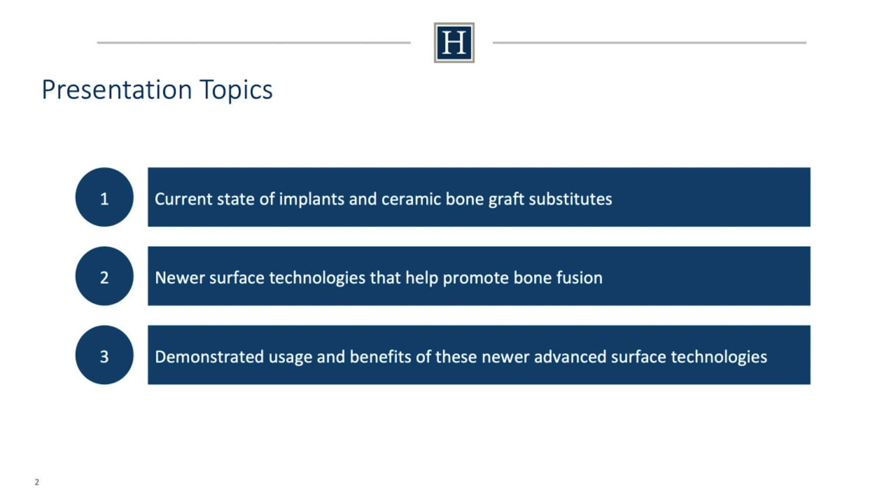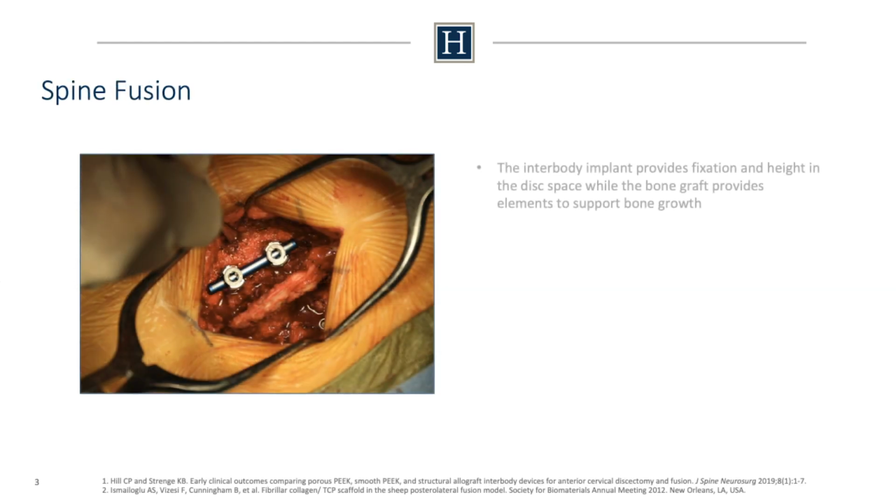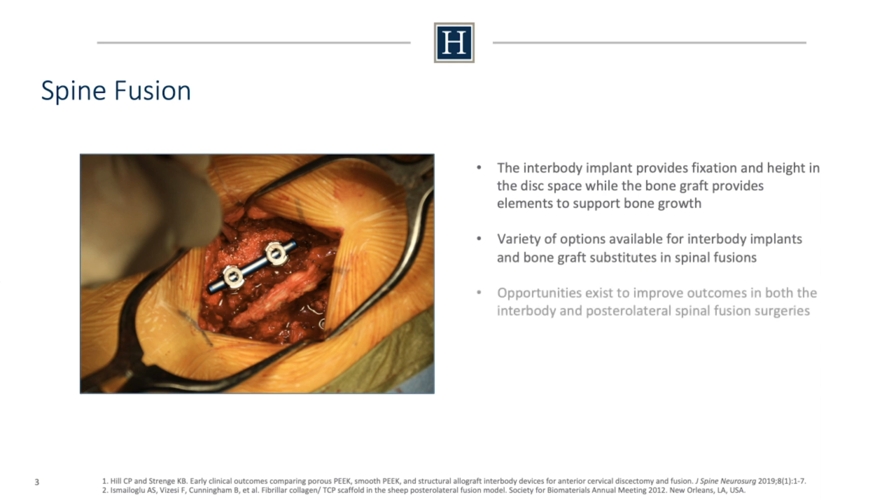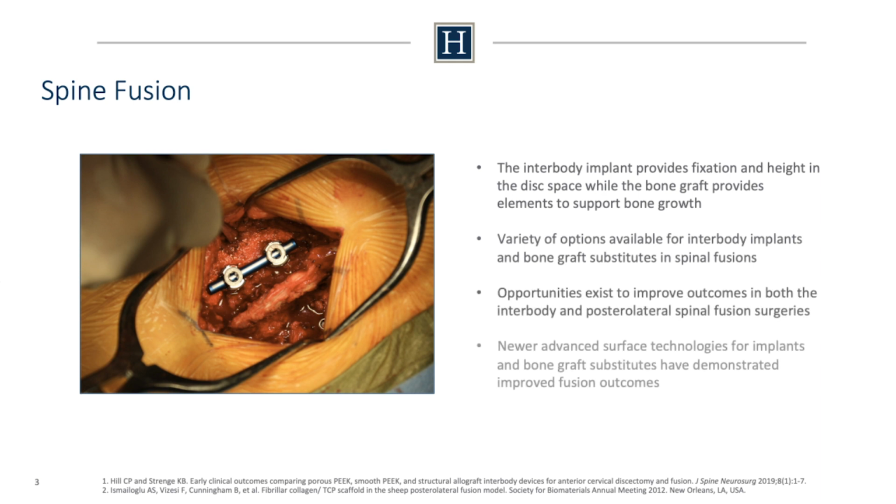In spine fusion, we use an interbody implant in the disc space to fuse two vertebral bodies together. The implant provides fixation and height in the disc space and allows the bone graft to grow from one vertebral body through the implant and into the next vertebral body.